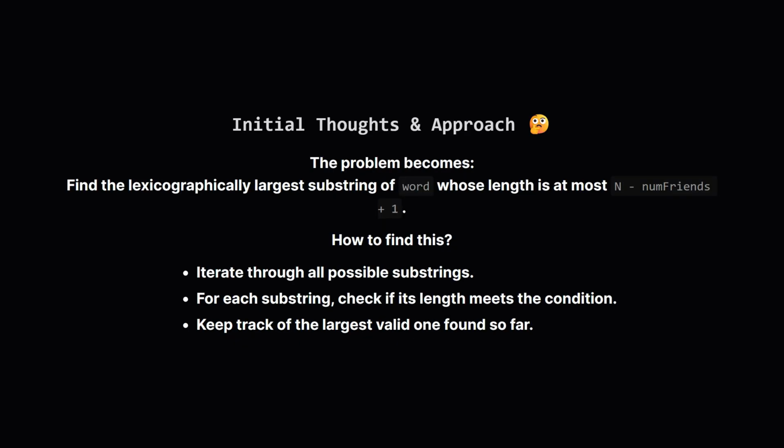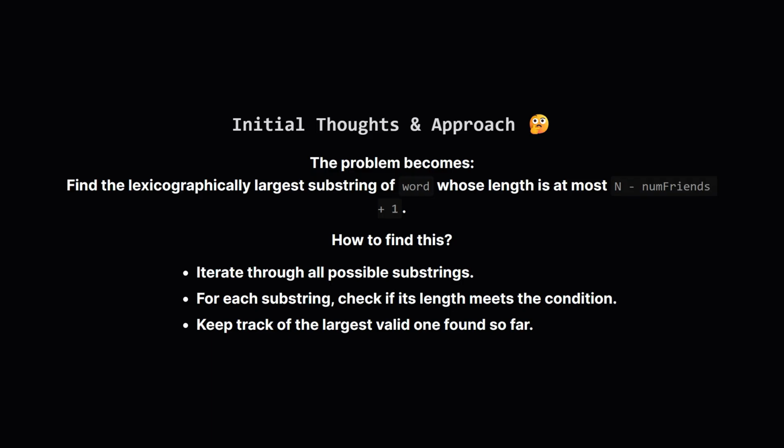So what does this insight mean for solving the problem? It simplifies things a lot. Instead of thinking about all the complex ways to split the string, and then collecting all the parts, we can reframe the problem. We're essentially looking for the lexicographically largest substring of our original word that also respects that length constraint we just figured out. Its length must be less than or equal to n minus numFriends plus 1.